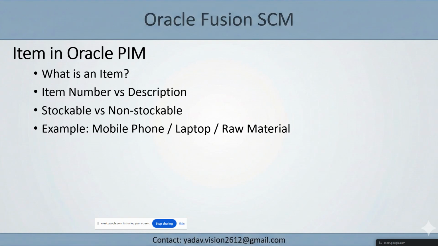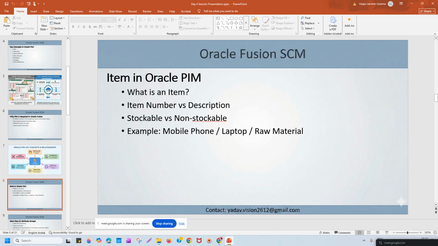First, we'll see what an item is, what the item number and description are, and what stockable and non-stockable mean. We can also take an example. An item can be a service, or it can be an expense, or it can be stockable.